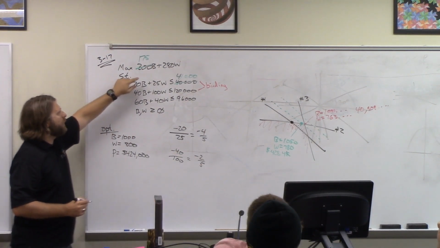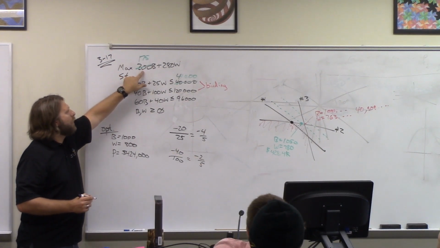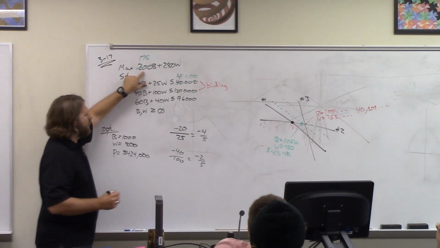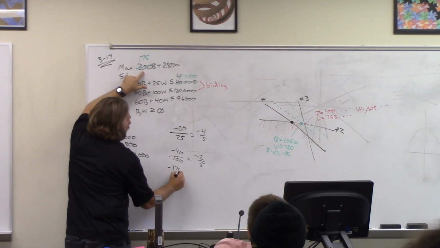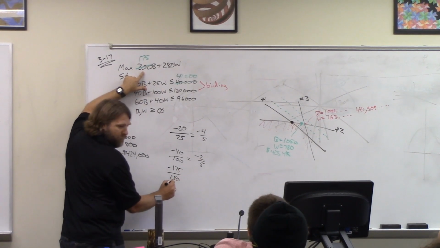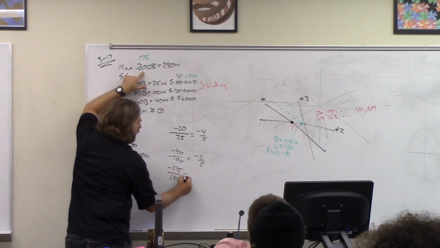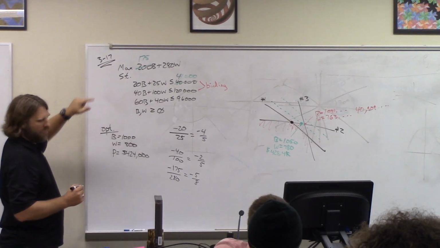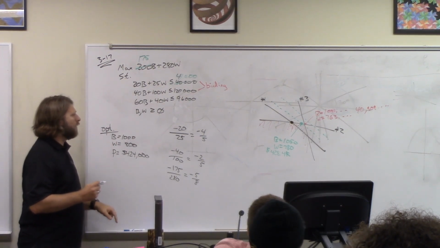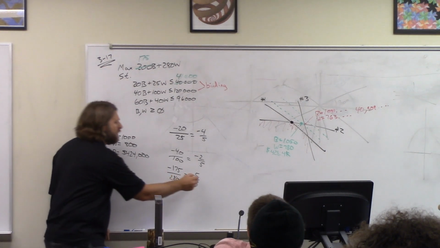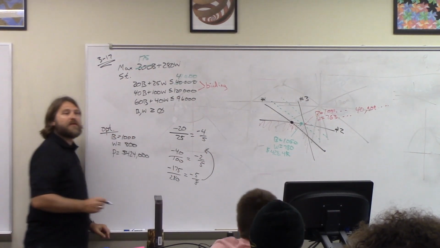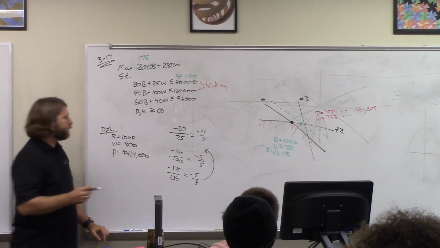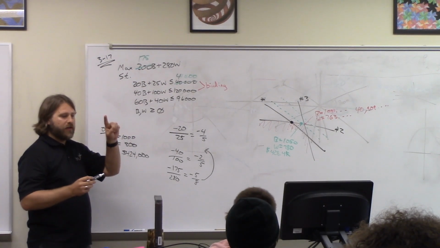Right, and the slope of our new objective function is going to be negative 5/8, I think. Which still is between those two slopes. All right? So that's one way you could have done it.